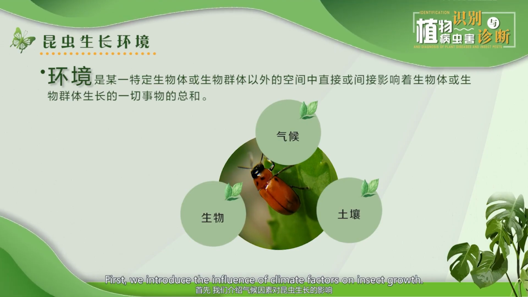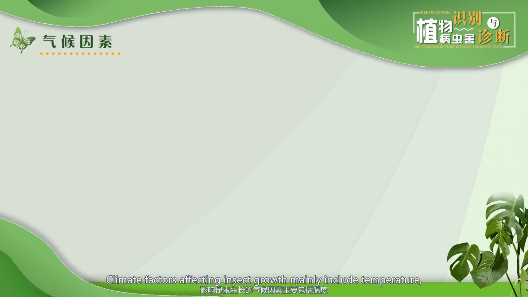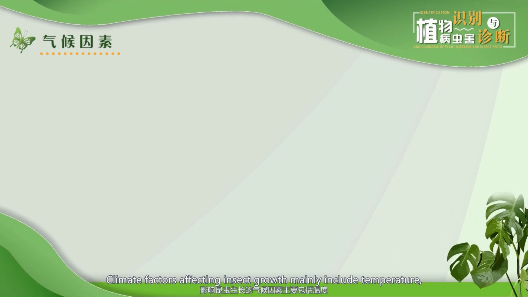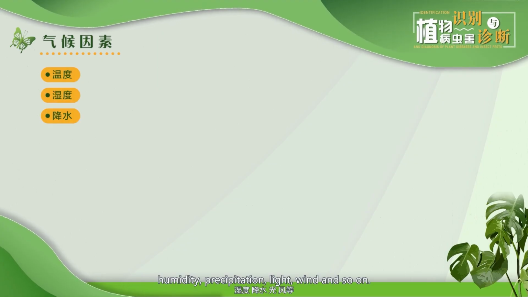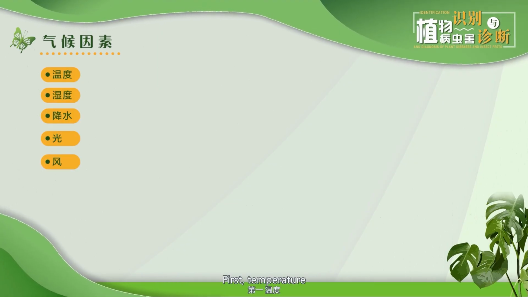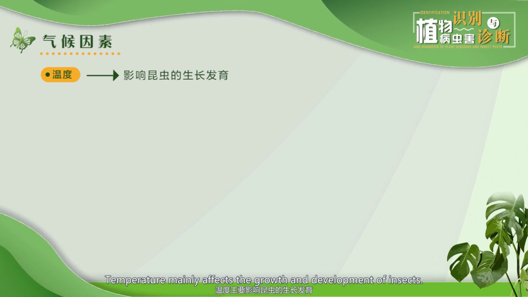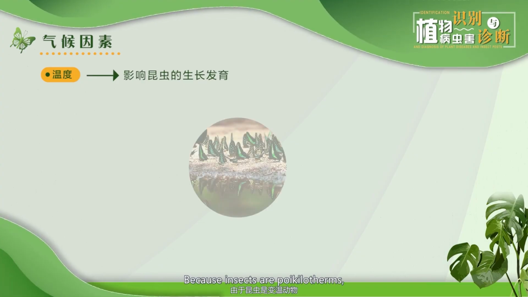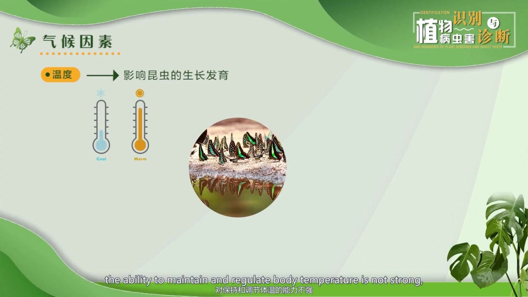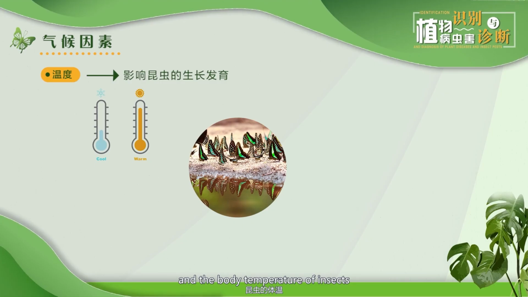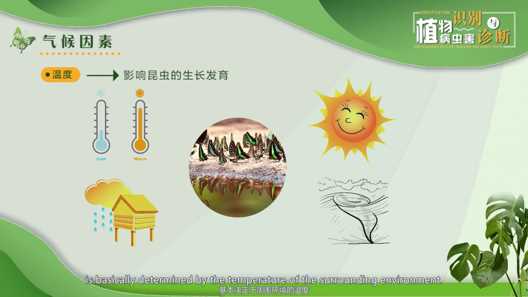First, we introduce the influence of climate factors on insect growth. Climate factors affecting insect growth mainly include temperature, humidity, precipitation, light, wind, and so on. First, temperature. Temperature mainly affects the growth and development of insects. Because insects are poikilotherms, the ability to maintain and regulate body temperature is not strong, and the body temperature of insects is basically determined by the temperature of the surrounding environment.